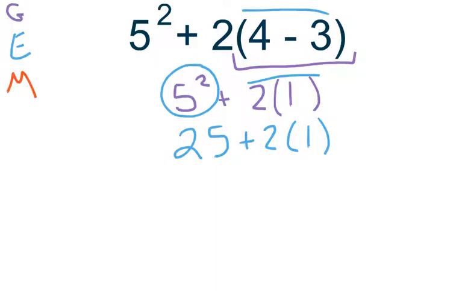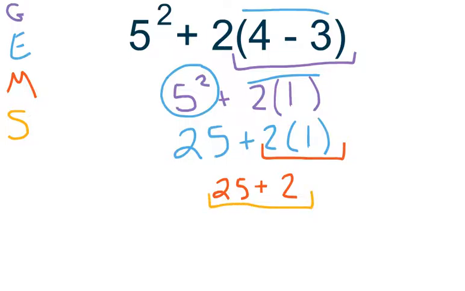Now I need to multiply or divide left to right. I have multiplication right here. 2 times 1 is 2. Bring down all the math. 25 plus 2. Lastly, I'm going to do my S, subtracting and adding. 25 plus 2, my answer is 27.